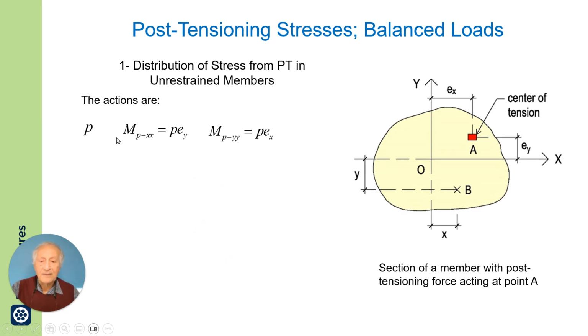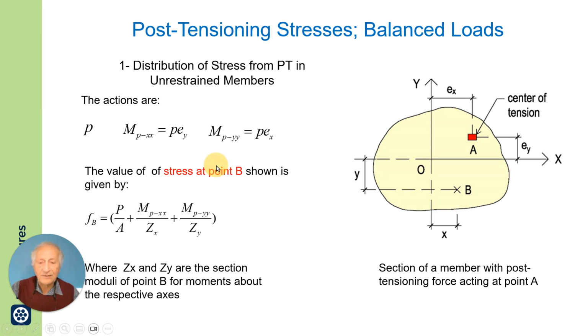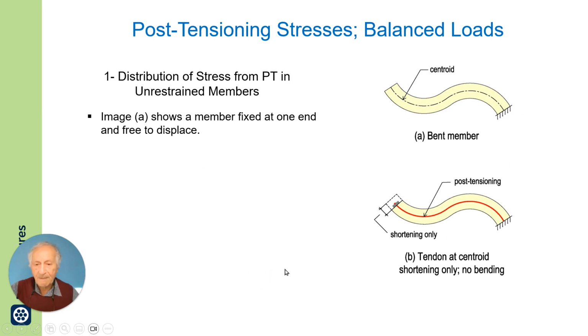Now, the bending moments are force times eccentricity, and you have the axial, and the stress at any point B here is given by the simple beam formula where plane sections are assumed plane. So there is a component from moment about X, a component from moment about Y, ZX and ZY are the section moduli associated with B.